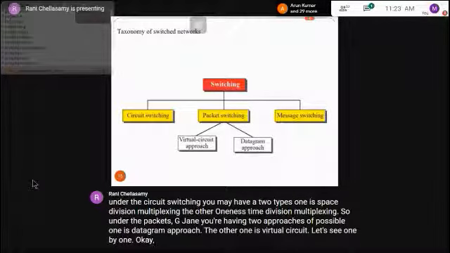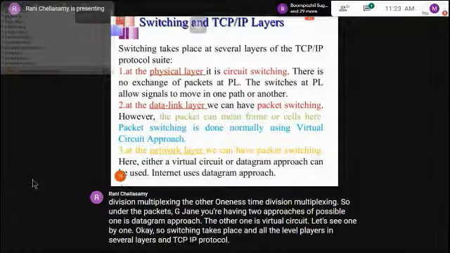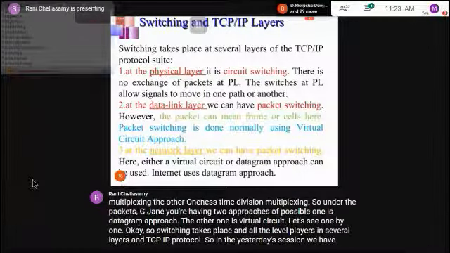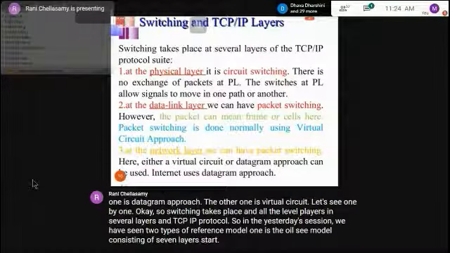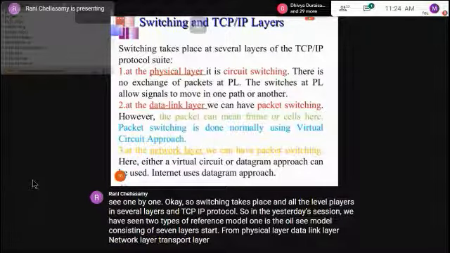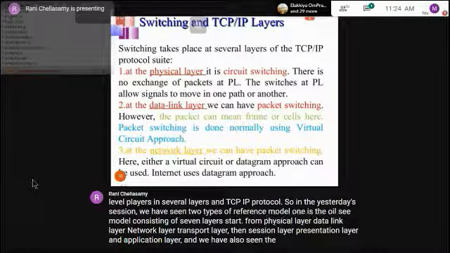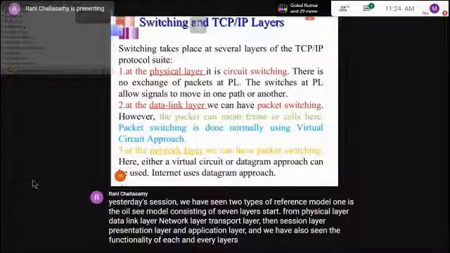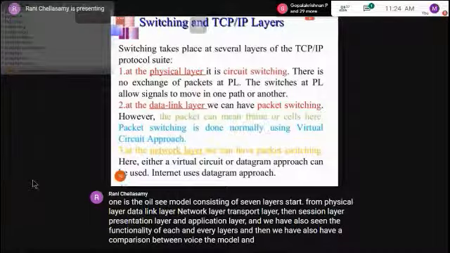Okay, so switching takes place at several layers in the TCP/IP protocol suite. In yesterday's session, we saw two types of reference model. One is the OSI model consisting of 7 layers, starting from physical layer, data link layer, network layer, transport layer, then session layer, presentation layer, and application layer. We also saw the functionality of each layer, and we also had a comparison between the OSI model and the TCP/IP model.